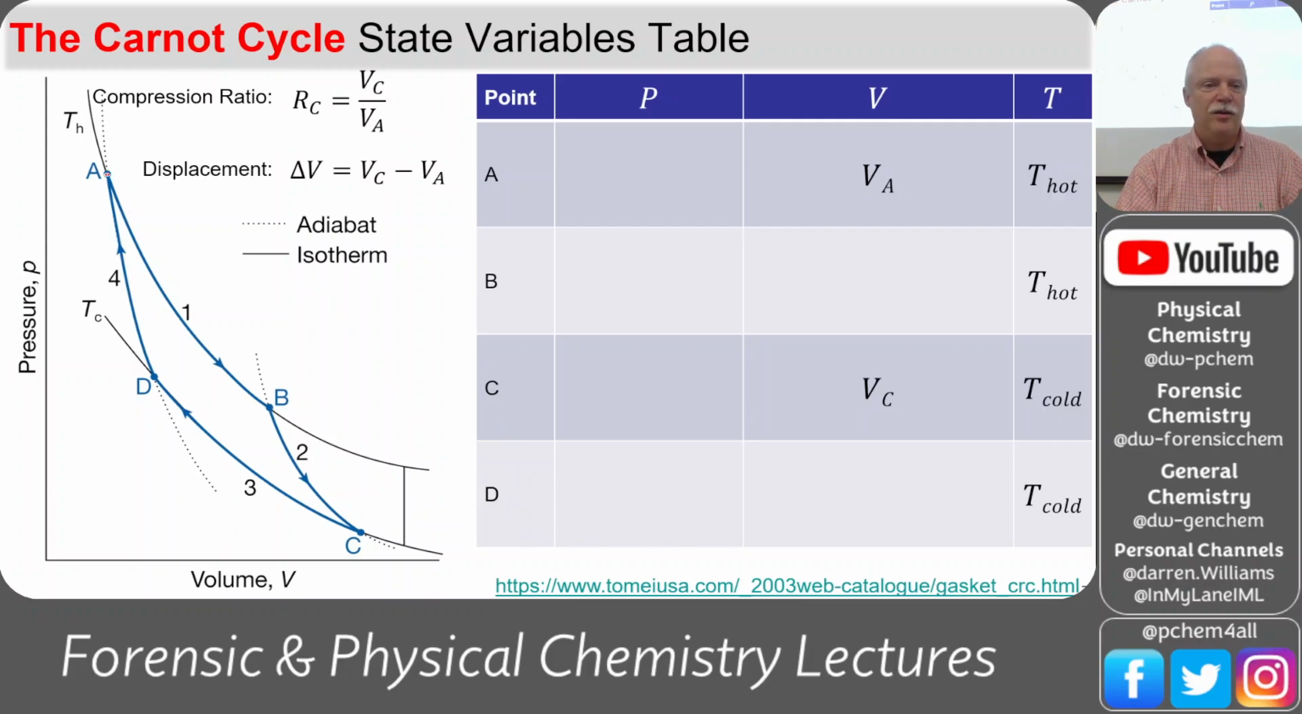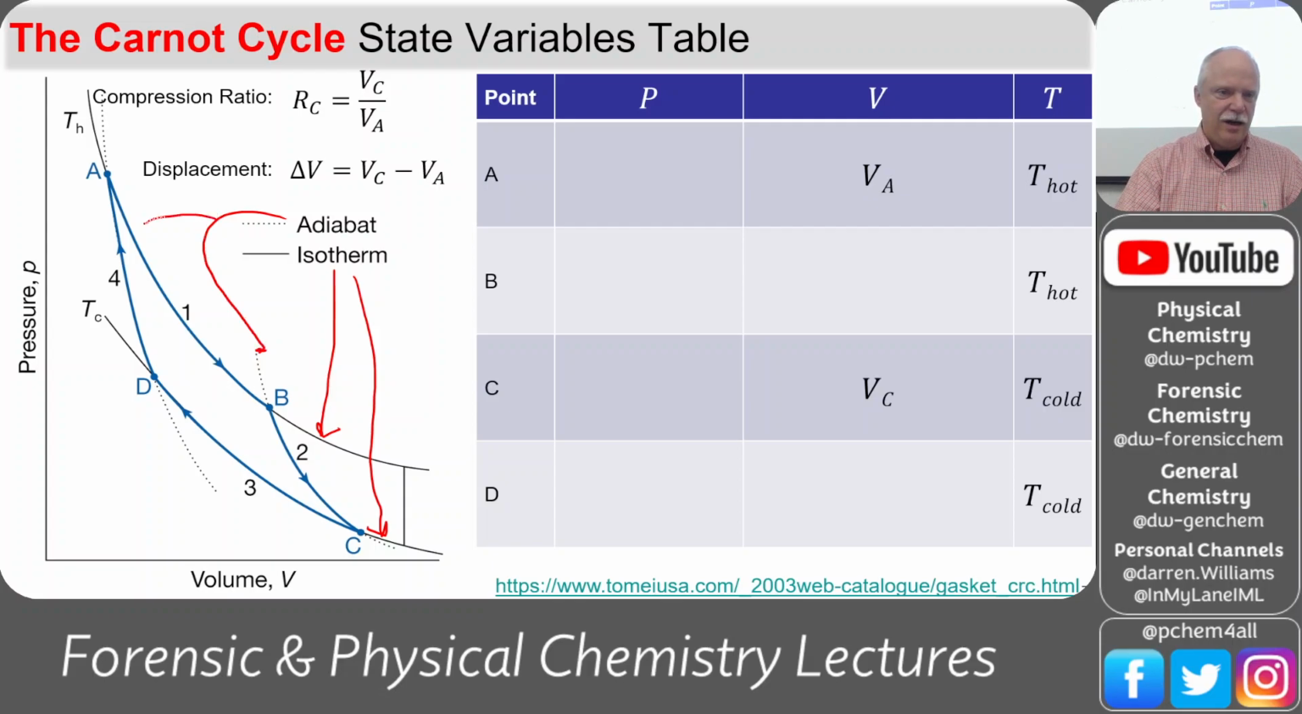So the cycle goes from A, B, C, and D. Those are the 4 state variable points, and we have the 4 legs or segments, 1, 2, 3, and 4, which are the transitions. These are isotherms here, there, and there. And the adiabats join those. So the adiabats are here connecting B and C, and here connecting A and D.